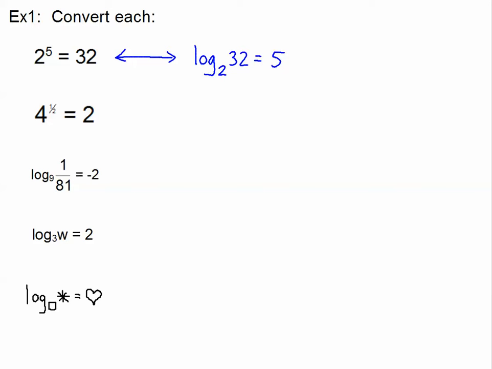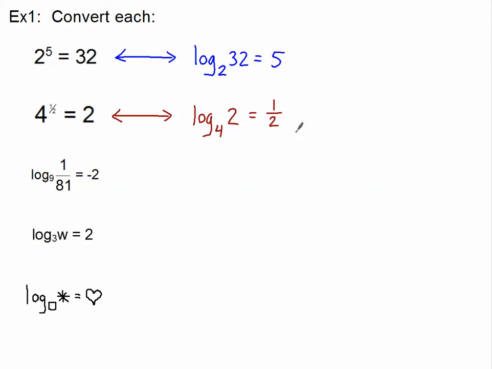Let's convert this exponential. This is 4 to the 1/2 power is equal to 2. I put this here to remind you that when you see fraction powers, that means it's a radical. In this case, it's a square root because it's a 1/2 power, and obviously the square root of 4 is equal to 2. So I wanted to remind you that radicals appear as fraction exponents. So I write the log, my base this time is a 4 of the number 2, and that would be equal to my exponent of 1/2.